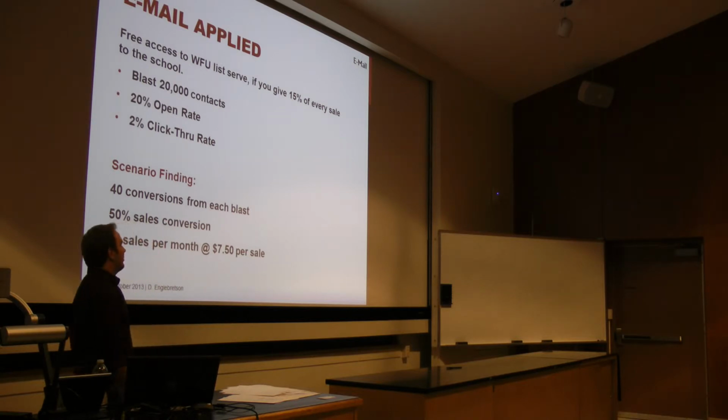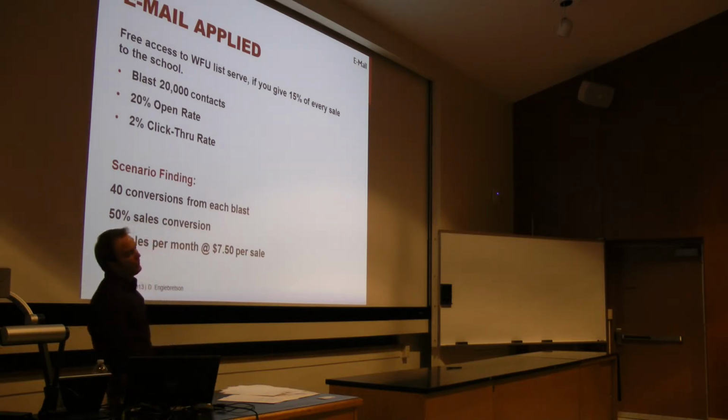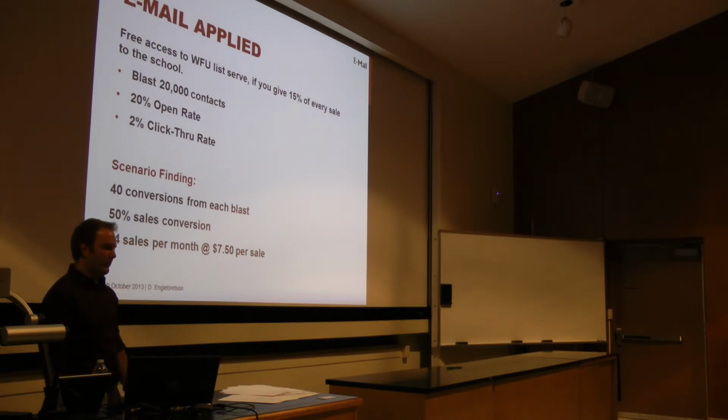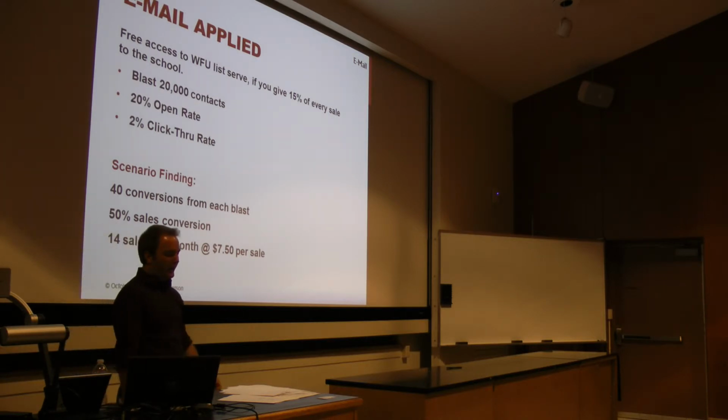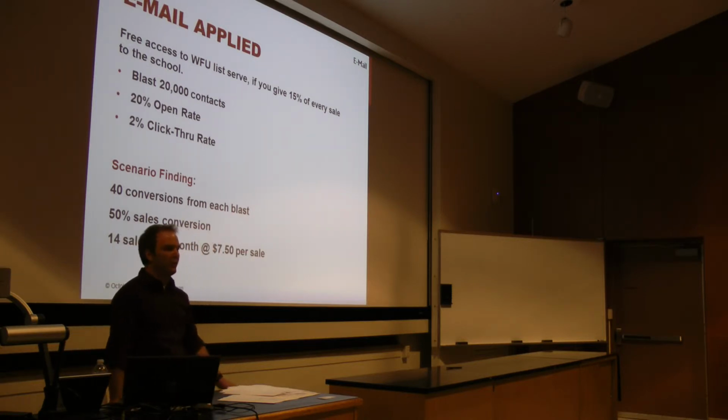In this scenario, we got Wake Forest to agree that if we give them 15% of every sale, we can blast their list once a month. So we blast 20,000 contacts. 20% of them open the emails. That's historical data from the university. The university will tell you.